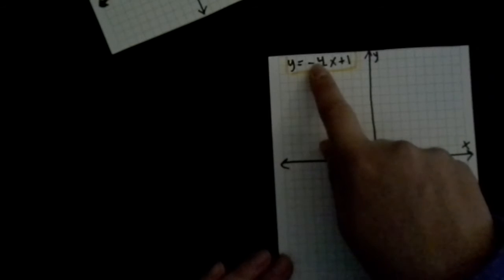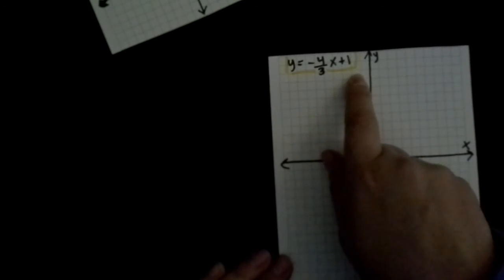Now here's another example. I have the equation y equals negative 4 over 3 x plus 1. So I do the same process. I identify my slope, which is the number in front of the x. So that's going to be a negative 4 over 3. And then I also identify my y-intercept, which is the number by itself, and my b would be a positive 1.